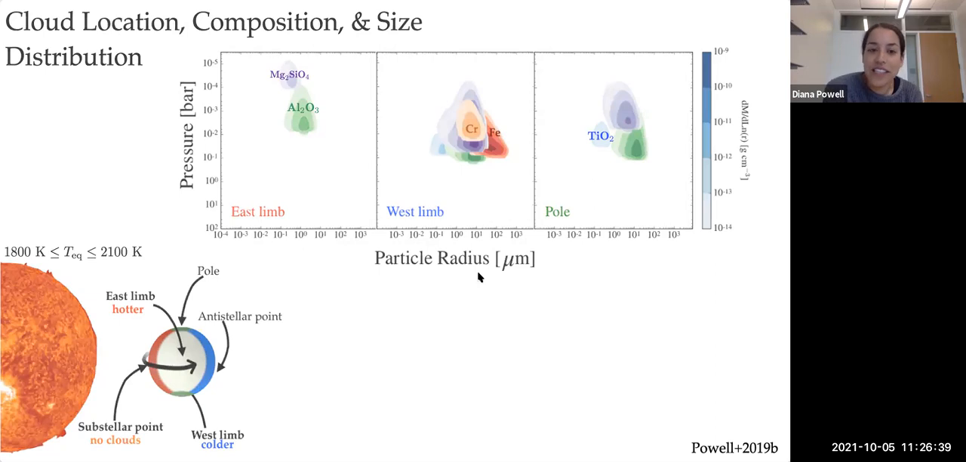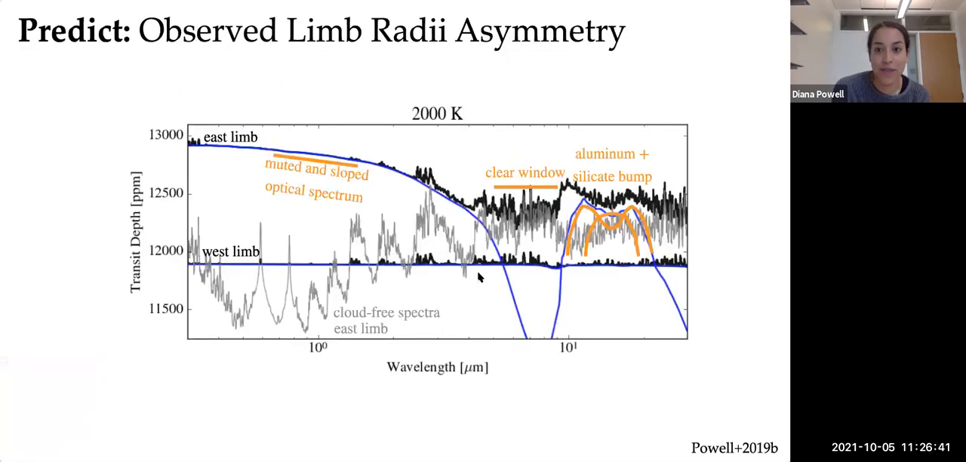And so we can translate these cloud properties into transmission spectra that look significantly different in both amplitude and shape between the east and west limbs of the same hot Jupiter. So in black, I'm showing the calculated transmission spectra on the east and west limbs. In gray, I'm showing the east limb cloud-free transmission spectra. And then in blue, I'm showing the opacity continuum due to clouds.